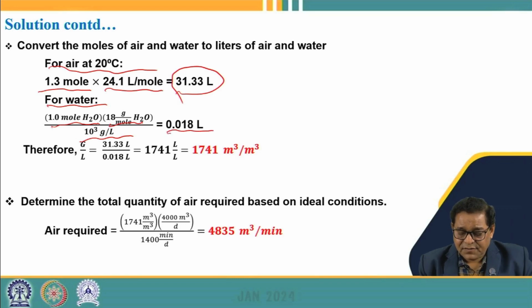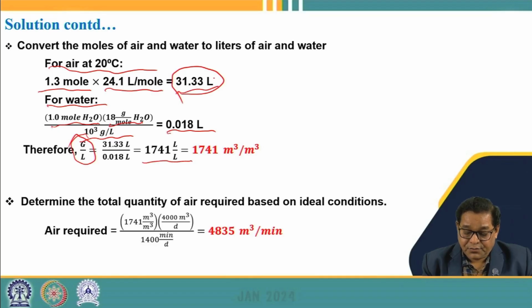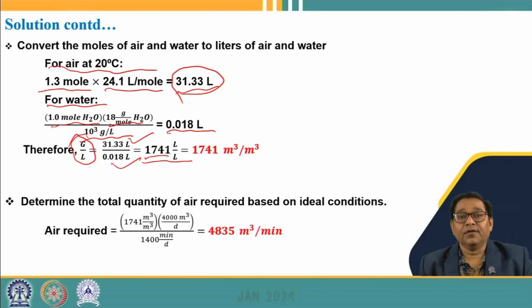So this is basically coming equal to 0.018, and thus the G by L ratio in these terms, if we put this value 31.33 here and the volume of the water equal to 0.018, will be 1741 liter per liter, or we can say it's a ratio of the same unit, so we can say 1741 meter cube per meter cube of wastewater.